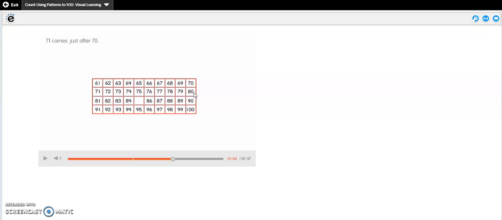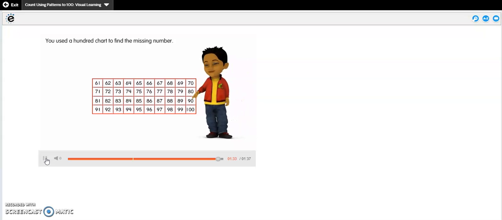What number comes after 80? We go down to the next line, beginning of the row. 81 comes after 80. What number comes just before the missing number? 84 comes just before the missing number. What number comes just after the missing number? 86 comes just after the missing number. 85 is missing. You used a 100 chart to find the missing number.